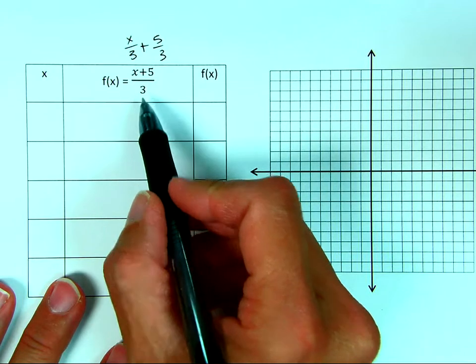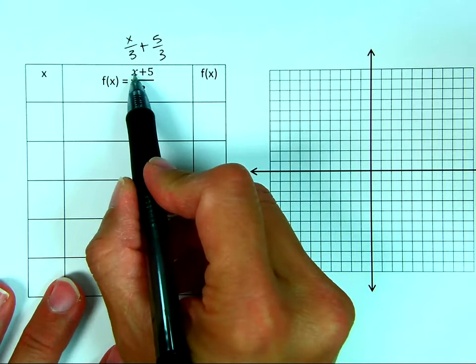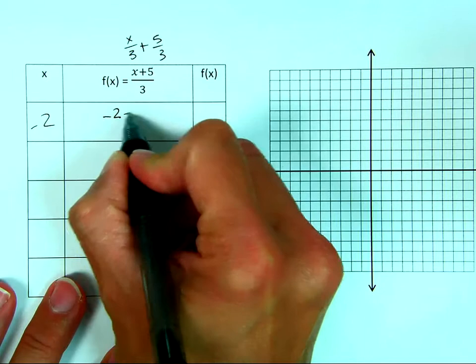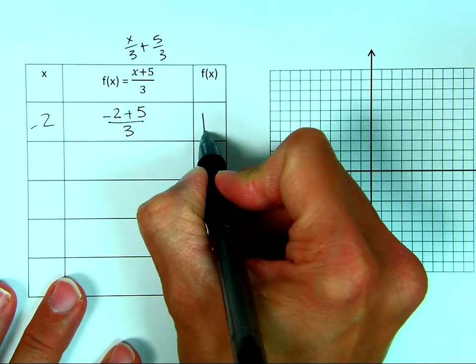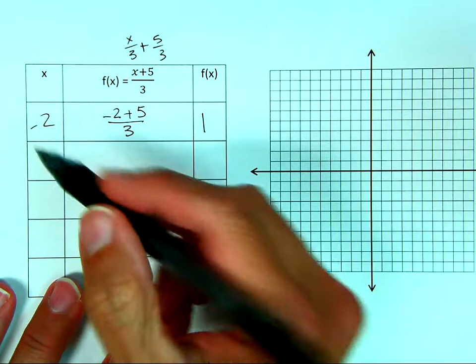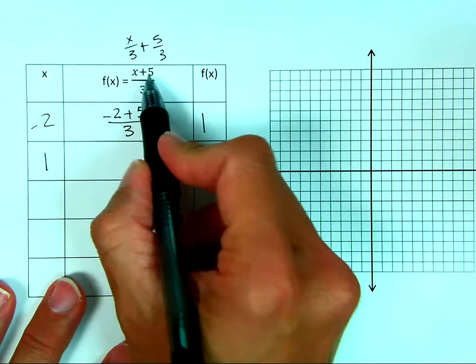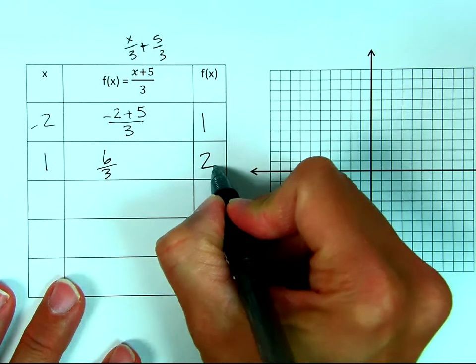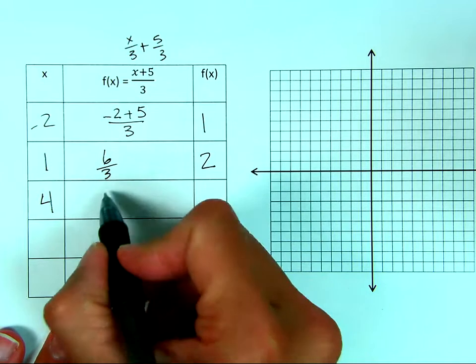So I'm dividing by 3. So I think of all the numbers that are divisible by 3. So for example, 3 is divisible by 3. Well, what x value would I have to put in there so that I could get a 3 up there? It would have to be -2. Because -2 plus 5 is 3, and then if I divided by 3, I'd get a 1. And then I think, what else? Well, actually, if you count up 3's, you're going to be fine. So if I go up to 1, what's 1 plus 5? 6. What's 6 divided by 3? 2. And if I go up 3 more, which would be 4, 4 plus 5 is 9, and 9 divided by 3 is 3.